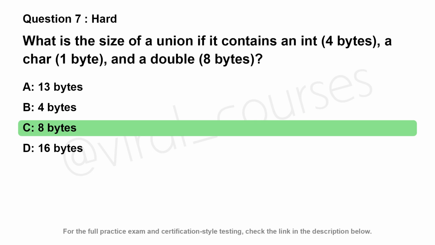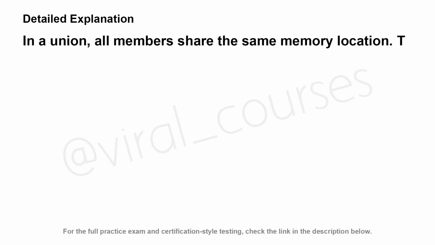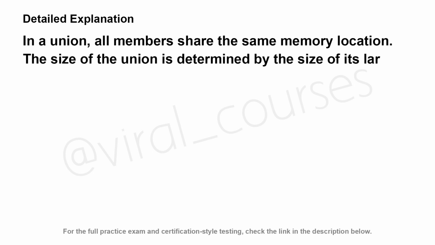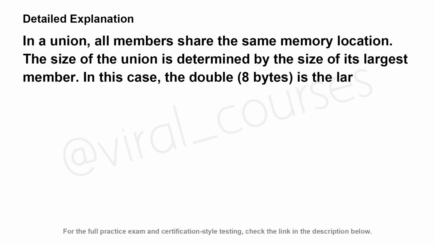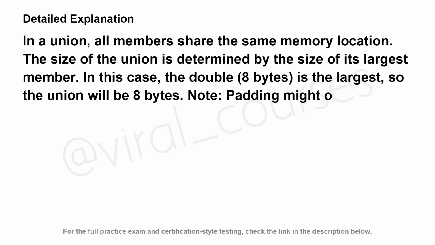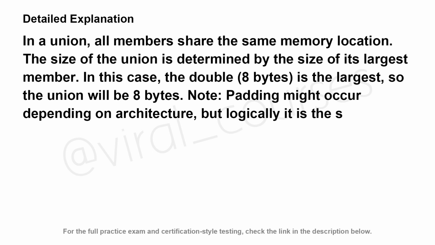The correct answer is C. In a union, all members share the same memory location. The size of the union is determined by the size of its largest member. In this case, the double, 8 bytes, is the largest, so the union will be 8 bytes. Note, padding might occur depending on architecture, but logically it is the size of the largest element.